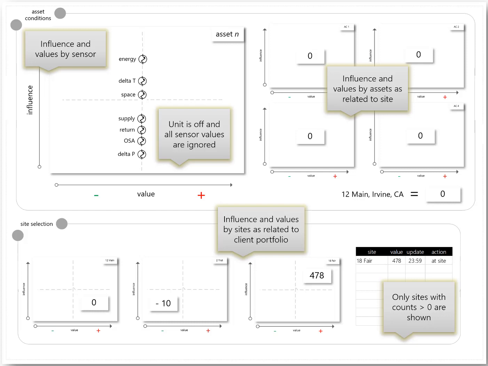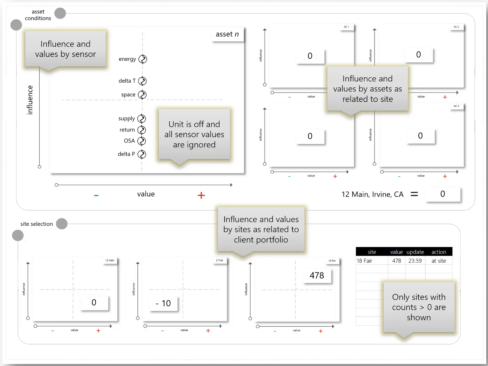And so if the deviation was X, maybe just a small change in that deviation would cause a significant value change. Keeping in mind that the maximum value to the positive is 100 and the maximum value to the negative is 100. And you can see some examples here of just an asset, how we are using the sensors per asset. And if you look in the upper right-hand corner, we're still at one site. This example site is 12 Main Street in Irvine.